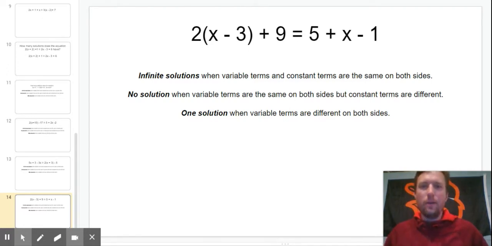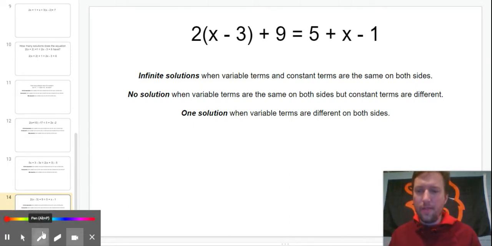We are working on solving and determining how many solutions these linear equations are having. And we have done one that had an infinite number of solutions, one where there was no solution. Let's see what we find with this one.